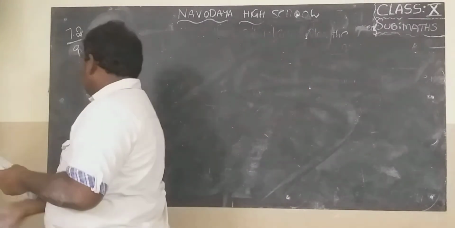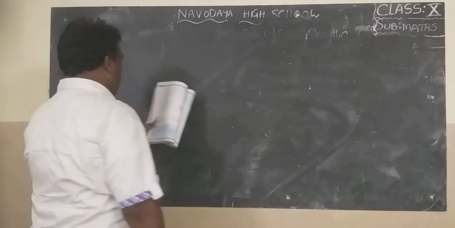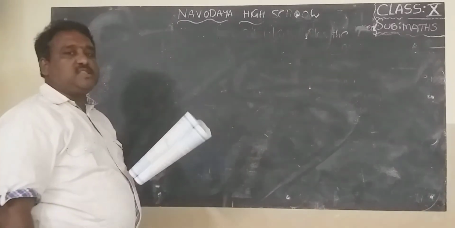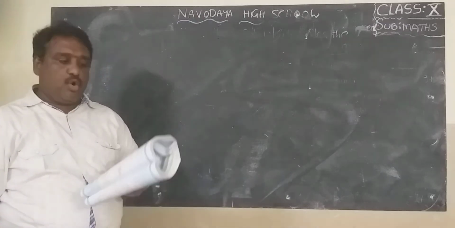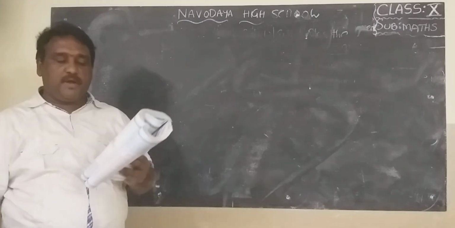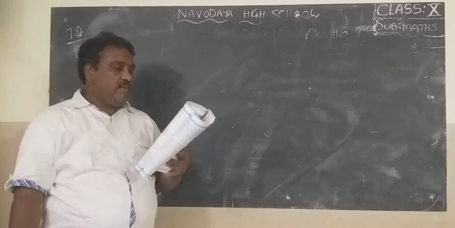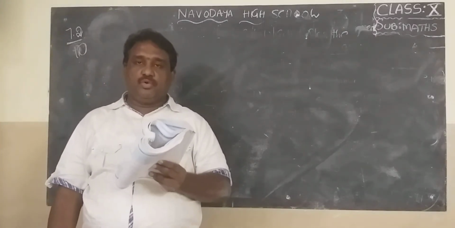Problem number 10, exercise 7.2. Find the coordinates of the centroid of the following. Totally 3 problems are there. I want to explain the first one. You try for the remaining 2.